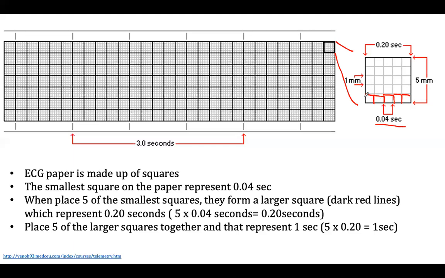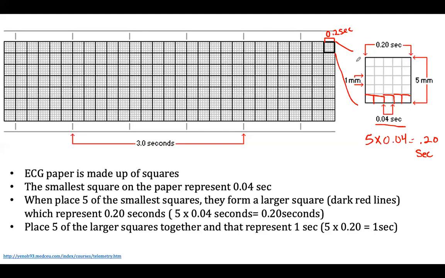So if I put 5 of them in a row, I will have what? 5 times 0.04. So 5 times 4 is 20, and that would be 0.2 seconds. So basically, the smallest boxes are 0.04. The big boxes, from here to here, depict 0.2 seconds. And you can see it right here.